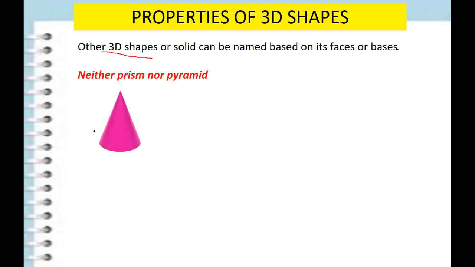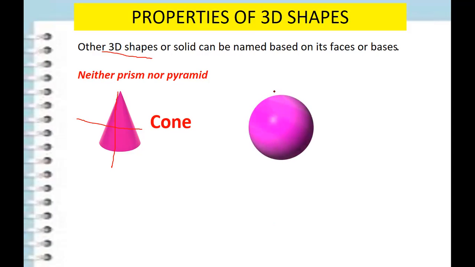Why is a cone not a prism? Because once you cut like this or like that, it's no longer the same face. It will change. It will be flat and the other side will be curved. So it is not a prism, and there is no triangle face, it's only curved. So we cannot call this one a pyramid. So it is called what? Cone. Next one, a sphere. Are there any parallel shapes?